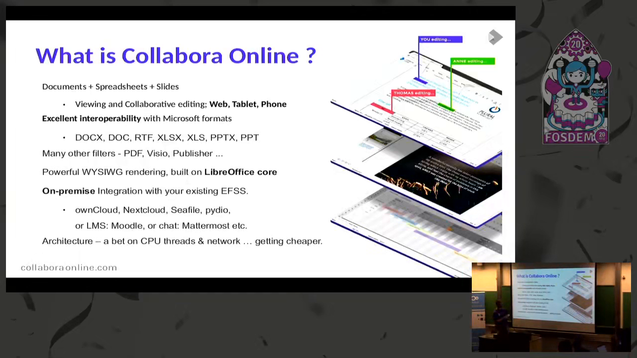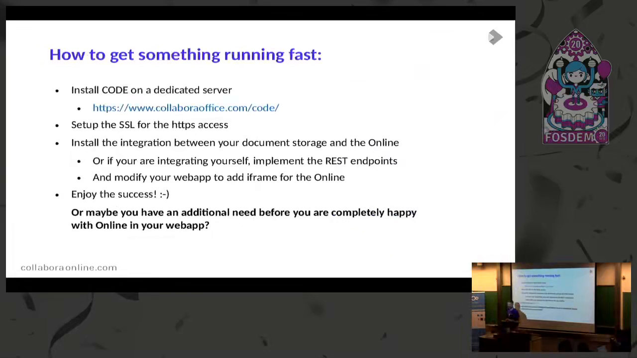So the architecture is really a bet on CPU threads and network getting cheaper. We run a chunk of this stuff on the server. And so to install that, you then just grab a code image. You've got packages, you've got Docker images for every conceivable Linux distribution, of course, source code. And yeah, so you plug it in and connect it yourself and fiddle with your web app.